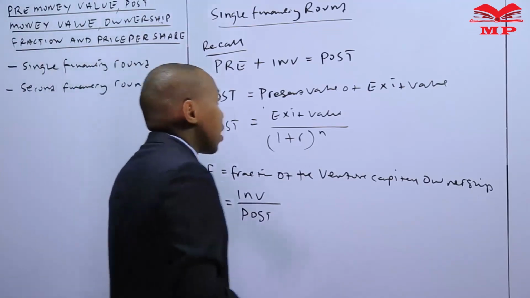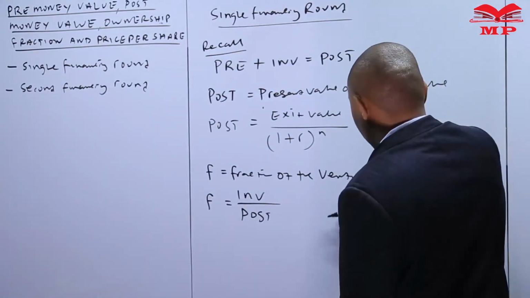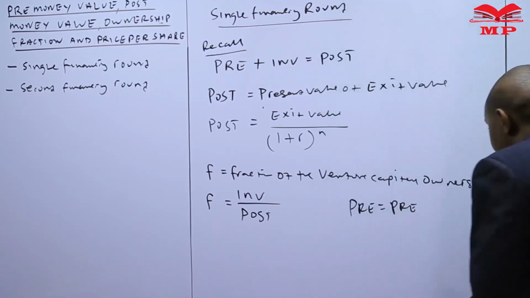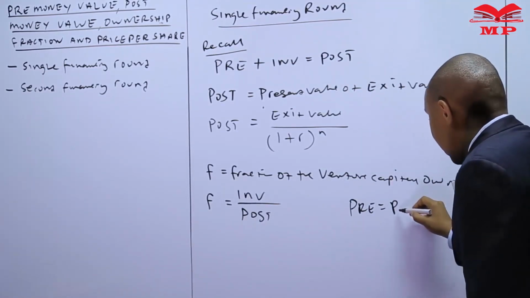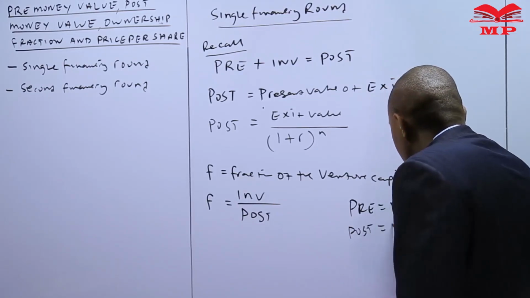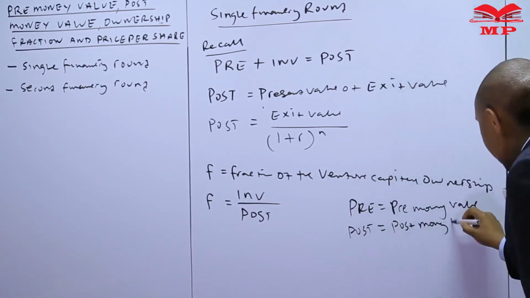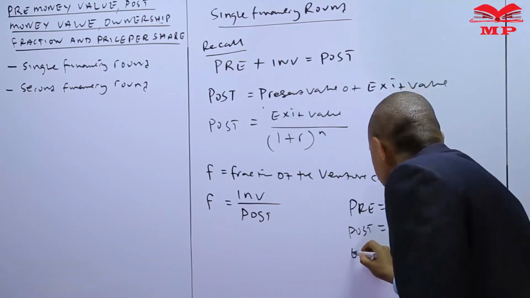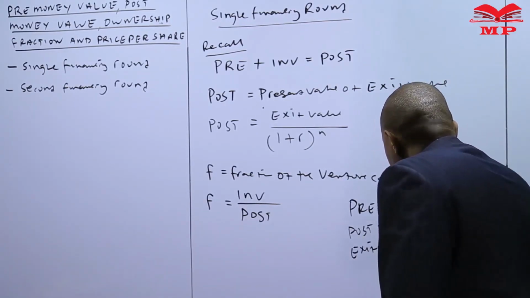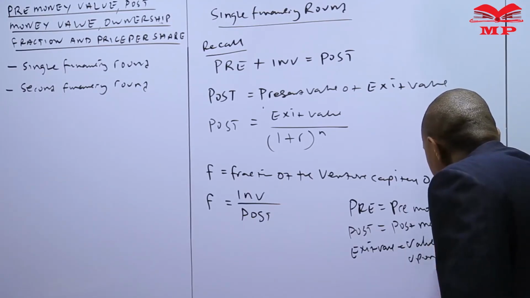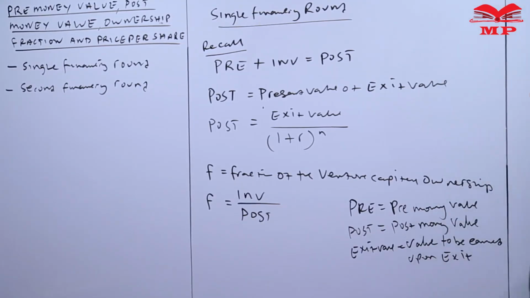However, I'll explain it briefly, and we can provide some brief descriptions right down over here. Pre-money value is the money prior to capital infusion. Then post is the post-money value. Then the exit value is the value to be earned upon exit. Then F, as I've already explained, is the fraction of the venture capital ownership there.